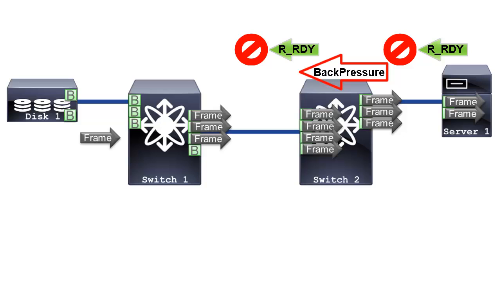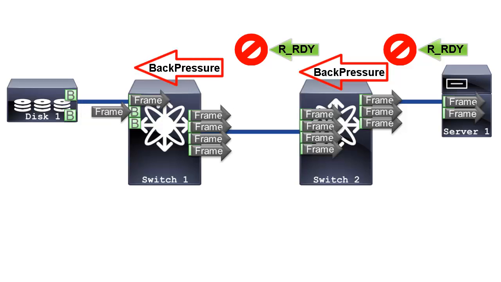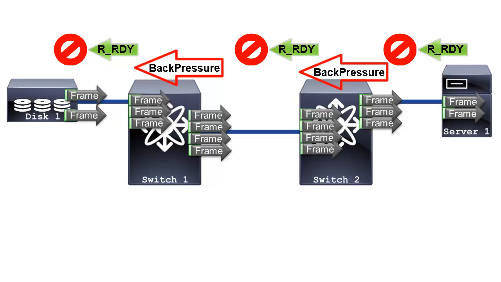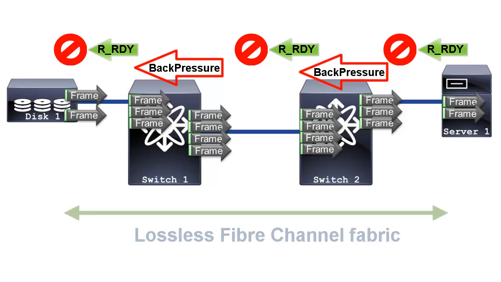Hence, the frames start occupying egress buffers on switch 1. This generates an internal back pressure in switch 1, causing the ingress buffers to get consumed. Switch 1 cannot return R_RDY to disk 1 and hence disk 1 does not transmit any frames out of it. Overall, the R_RDY and internal back pressure in switches have signaled to disk 1 that all buffers in the fabric are consumed and no further frames should be sent. This is how Fibre Channel becomes lossless.